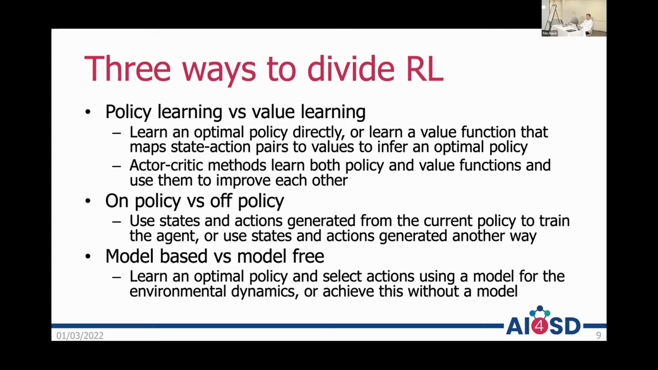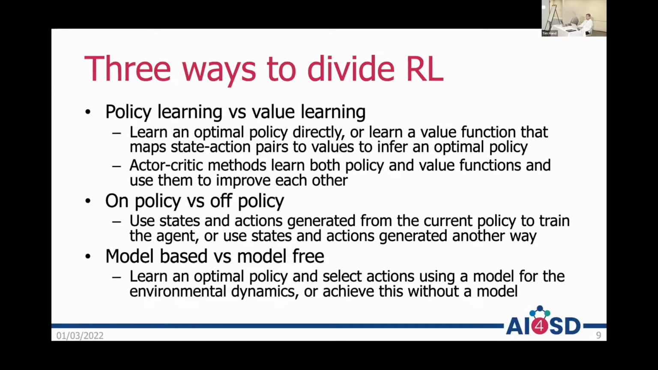There is also a distinction between on-policy and off-policy methods. So we need to generate states and actions in order to train the agent. You could do that by using states and actions generated from the current policy, or you can do it by generating states and actions some other way, but using them to update your policy anyway. There are various advantages and disadvantages to both of these. On-policy methods tend to be more interpretable, but off-policy methods are often more sample efficient.